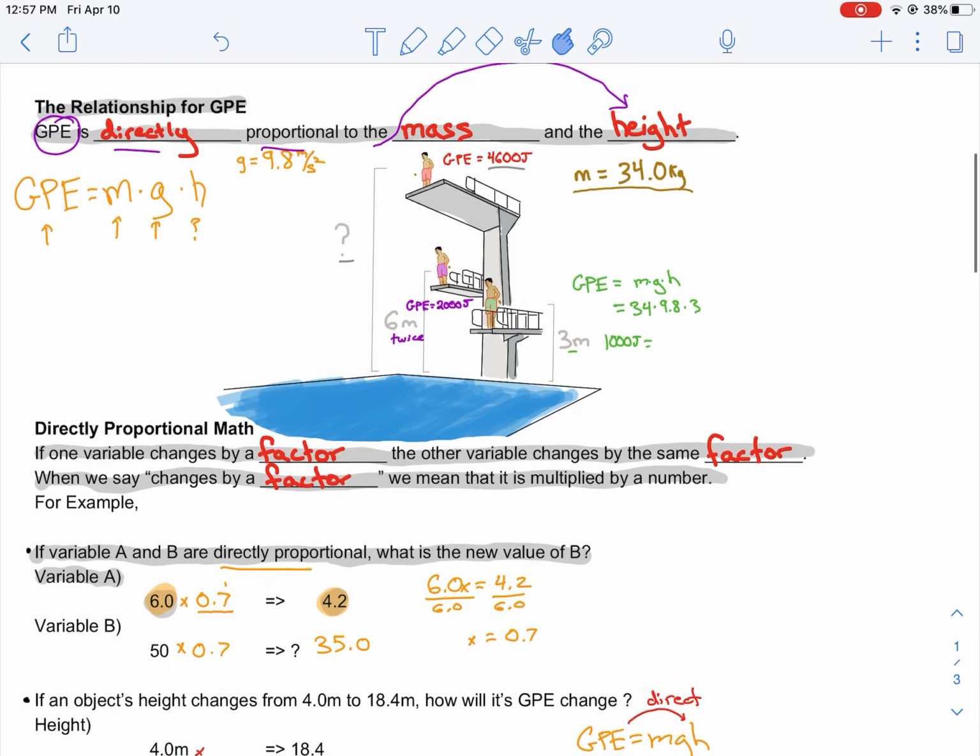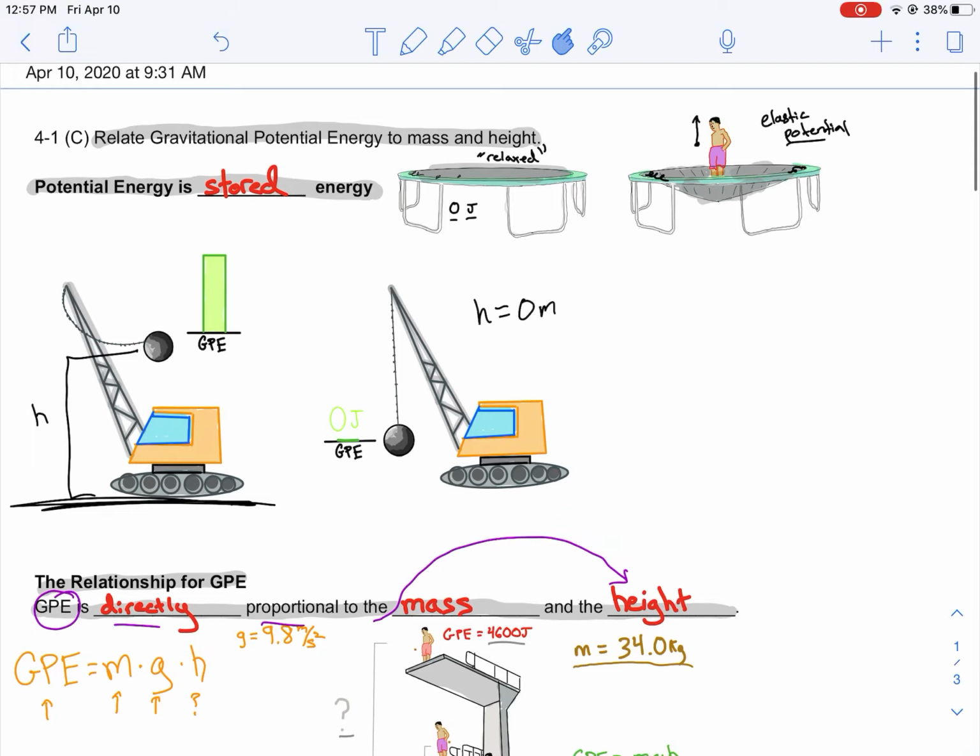That's all for direct relationships, stored energy, and gravitational potential energy.